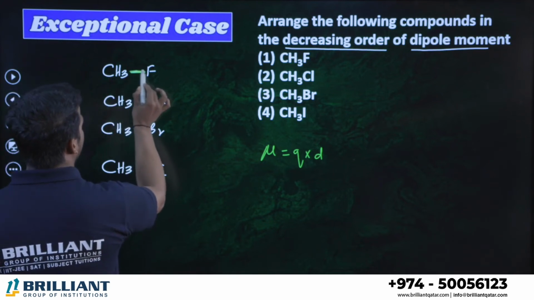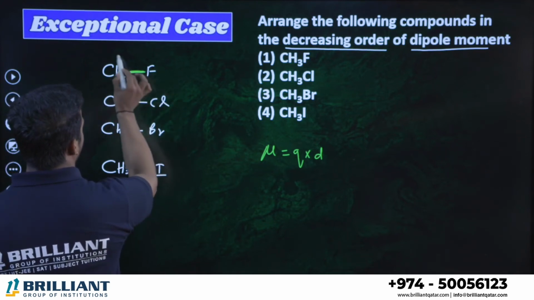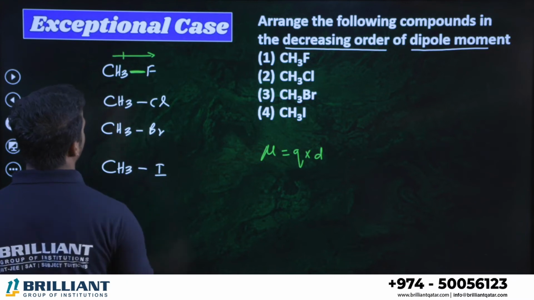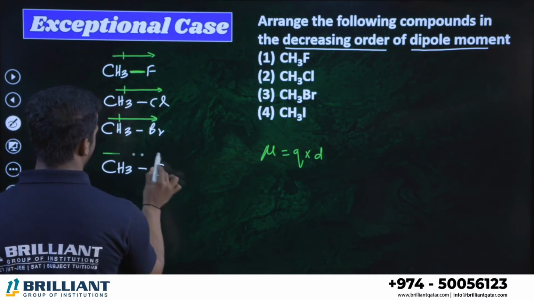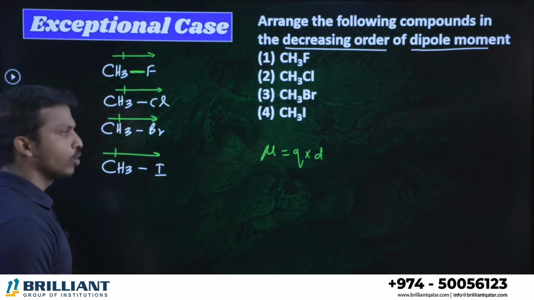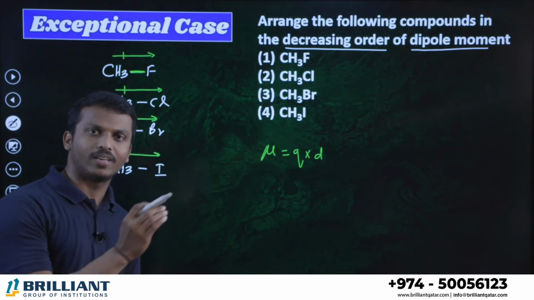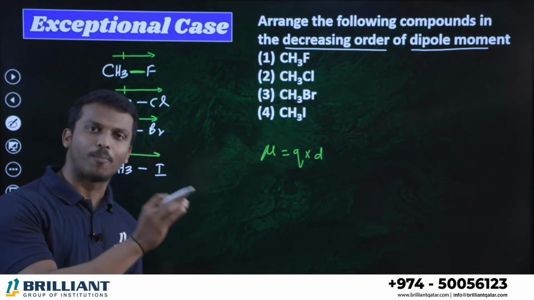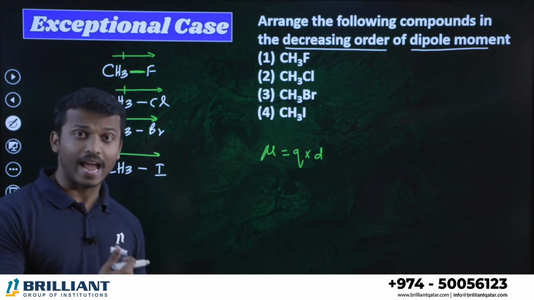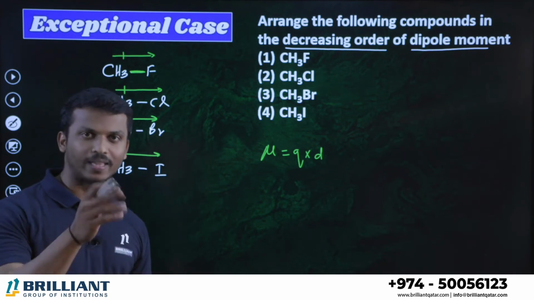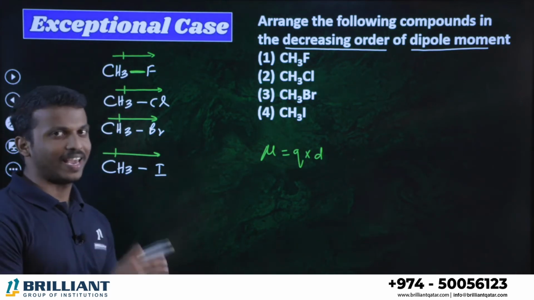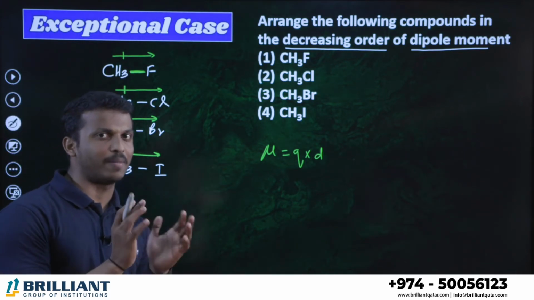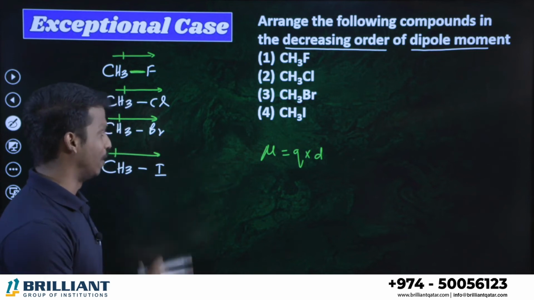Here the bond is connected between carbon and the halogen. You know, fluorine is the most electronegative element here, then chlorine, and then bromine and iodine. Actually, all have a dipole moment and all are polar molecules. Among them, which is the most polar molecule? That's the question. Can you identify? As I told you, it's an exceptional case, and the experimental value is what matters. Anyway, let me explain.